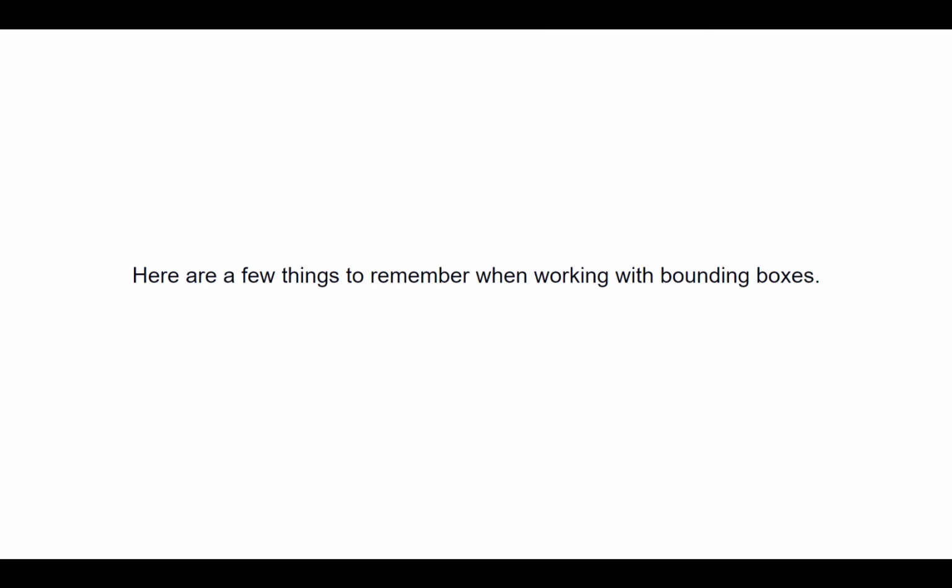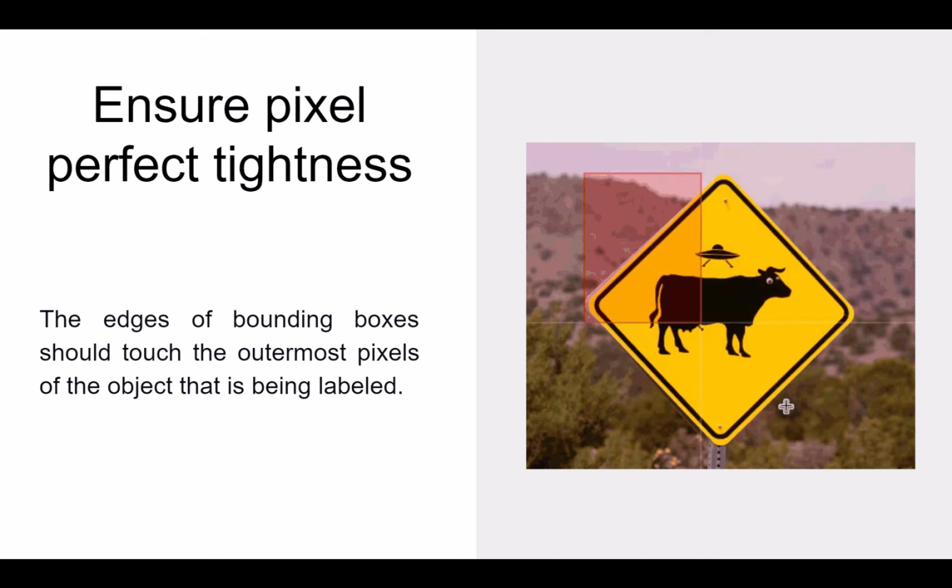While annotating the data for training our object detection model, we need to keep several things in mind. The first one is pixel perfect tightness. It means that we should draw the rectangle, or the bounding box, around an object in such a way that the edges of the bounding box touch the outermost pixel of the object that is being labeled. So that's the first thing you need to keep in mind.